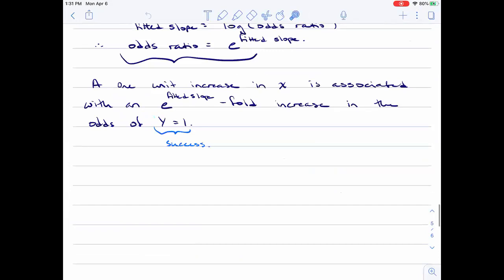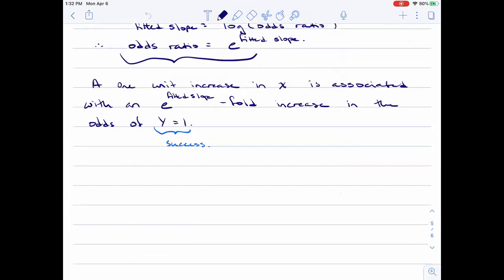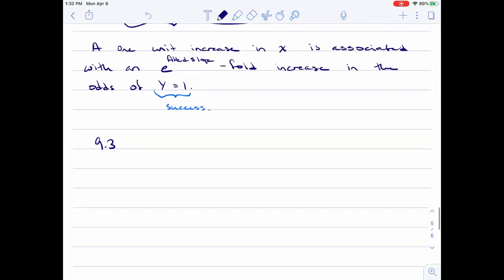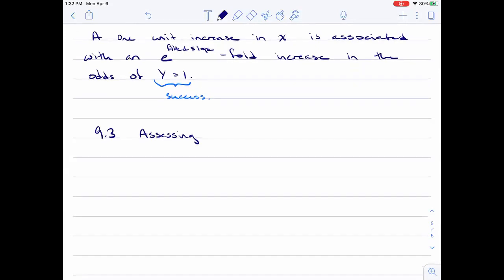Okay, so for the rest of it, it's not something that I'm expecting to see in Lab 6. You've got everything that you need for Lab 6 here. But we're going to keep going just for completeness' sake. 9.3 is assessing the logistic regression model. And again, we're not going to go too deep. There are more aspects to it, but we're just going to do what we need to assess the logistic regression model.